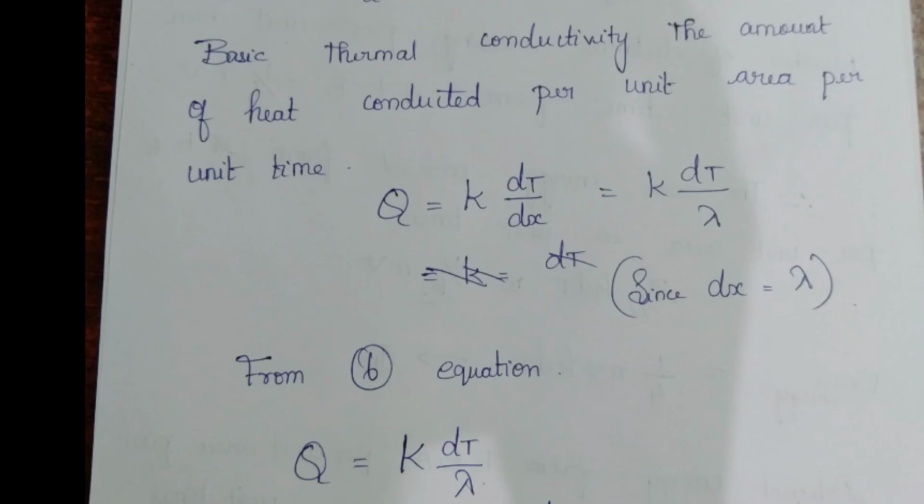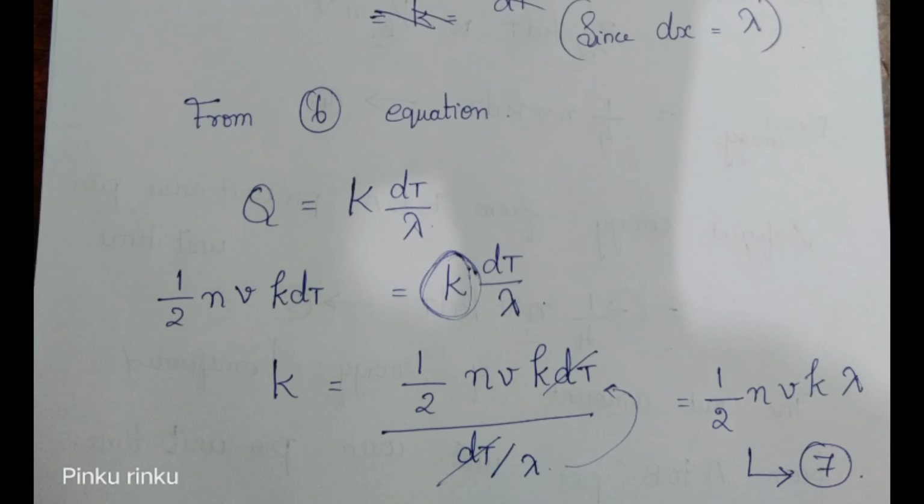Already we have seen from the introduction of thermal conductivity that the amount of heat Q is K dT divided by dx. Here dx can be taken as the mean free path lambda. From equation 6, we substitute Q as 1 by 2 n v k dT. Now we need the expression for thermal conductivity, so we take capital K on one side. We get the expression capital K is equal to 1 by 2 n v k lambda, which forms the seventh equation.